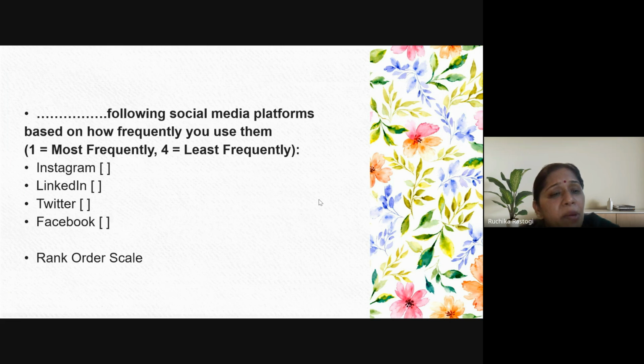If I were to answer this question, LinkedIn is 1, Insta is 2, Facebook is 3, and I'm not using Twitter unless I have to pay something, okay? So Twitter is the least frequently used social media platform for me. So this is just an example of a rank order scale.